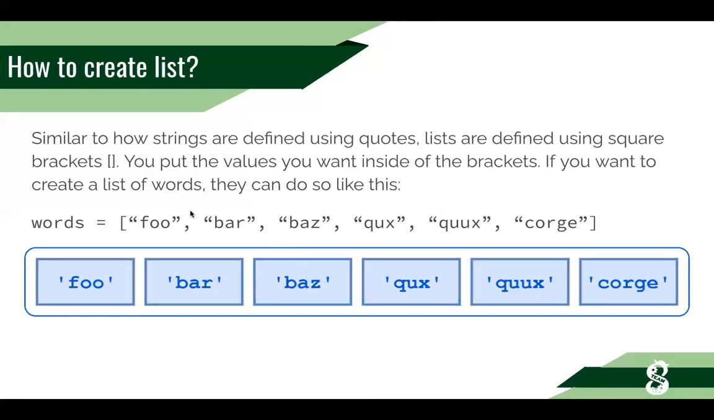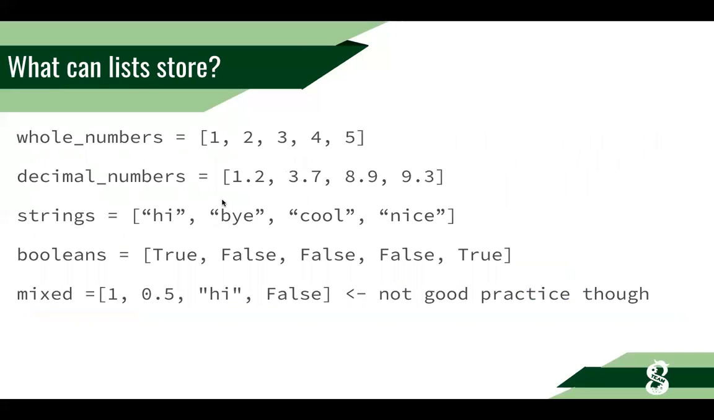So how do we create one? To create a list, you define it using square brackets, like that. Those are square brackets. And this is similar to how strings are defined using quotes. And inside of these brackets, you put all of the values you want. So here, this is how you define that list we showed originally. You put the strings foo, bar, baz, and so on, and you would have this list.